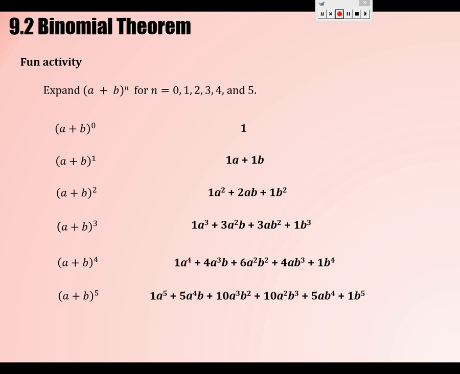Any other observations just about the variable? He was saying all the variable powers always add up to 4 in this row, right? Like A cubed and B to the first. The two powers always add up to 4 there.